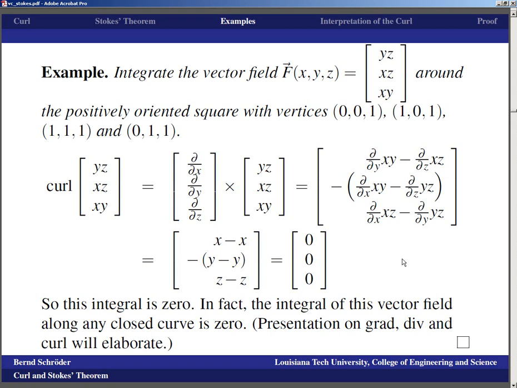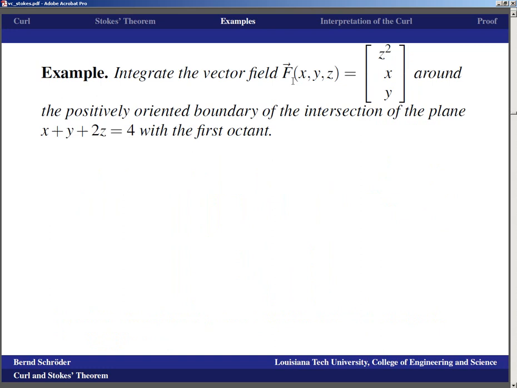Of course, it could also be that we have a vector field such as the vector field F of x, y, z being z squared xy, and we want to integrate that around the positively oriented boundary of the intersection of the plane x plus y plus 2z equals 4 with the first octant, and that would mean, well, when a sloped plane intersects an octant, then the intersection is a triangle, so if we want to integrate along the boundary, we would need to compute three line integrals, and so that could be rather complicated. So again, replacing those line integrals with a surface integral of a curl can certainly help a little bit.